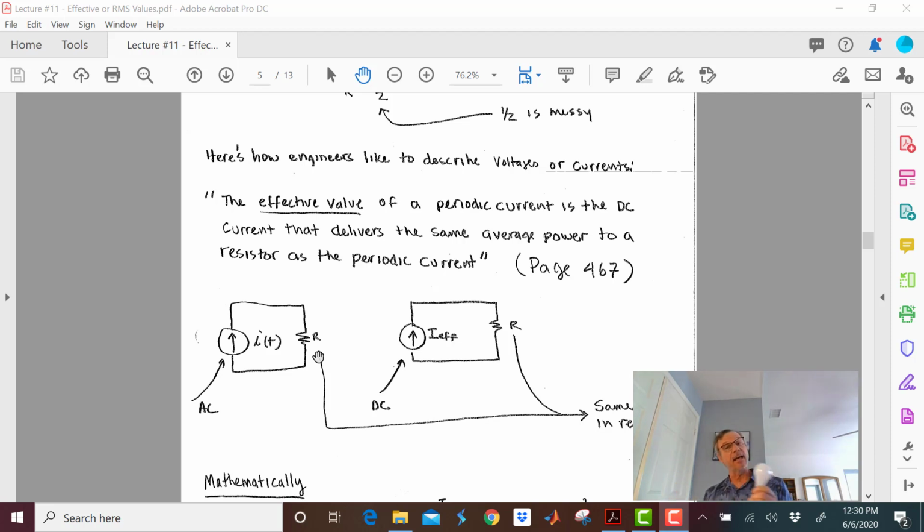Or I guess I could say the light is just as bright, but this one is actually being driven with AC. So the effective value of a periodic current, this periodic current, is the DC current, this current, that delivers the same average power to a resistor as the periodic current. And that is what we call the effective value.